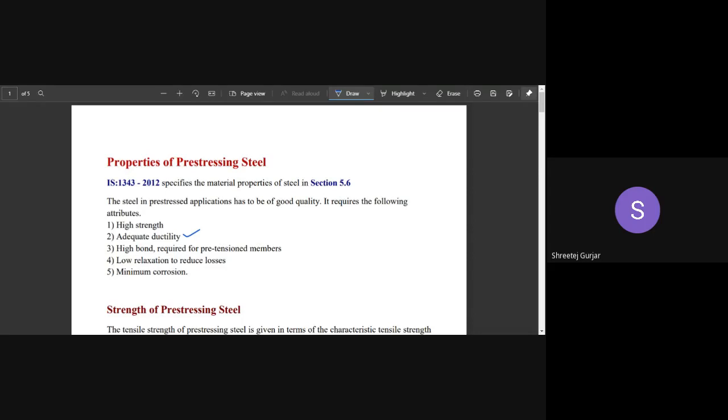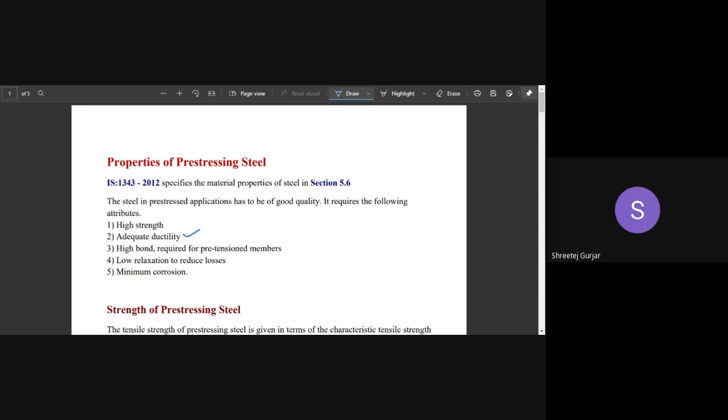One of the main properties of the pre-stressing steel is that the relaxation should be low. Relaxation of this steel should be low, so that relaxation losses are lesser, or they are eliminated. So that is one important attribute of pre-stressing steel: it should have low relaxation, so that the losses due to relaxation are reduced.